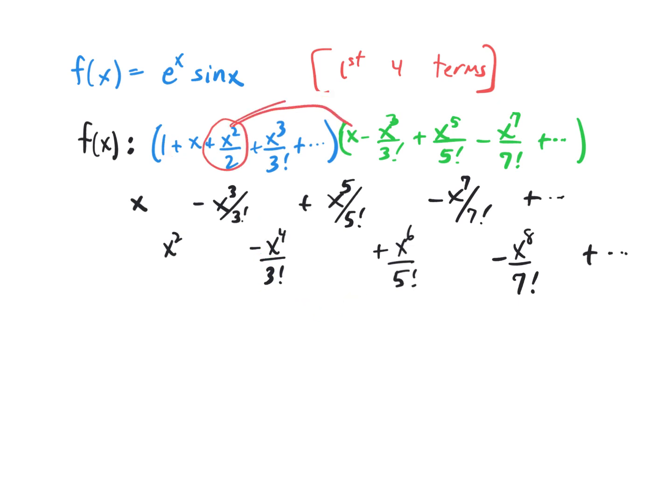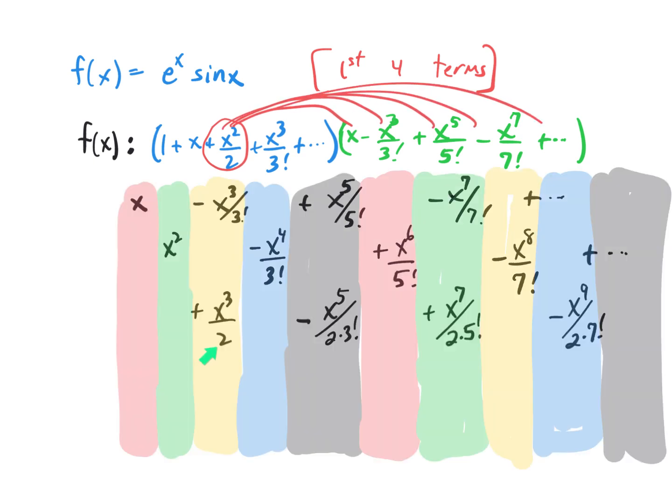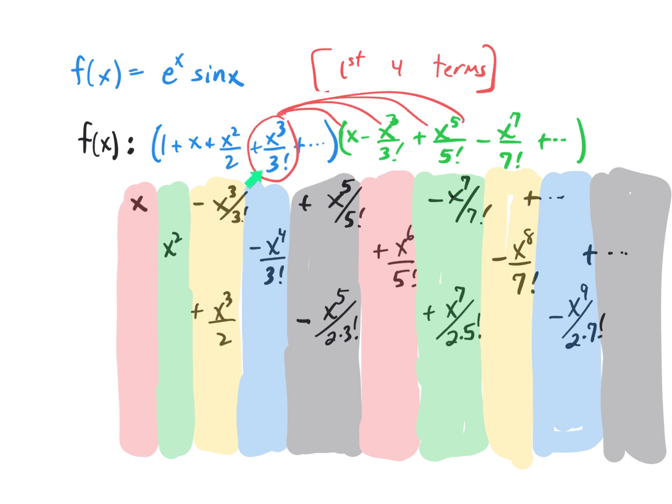Next, this term gets multiplied, distributed to everybody, and then it gives us these terms, keeping them in their respective columns. Next, we'll do the x to the third over 3 factorial.